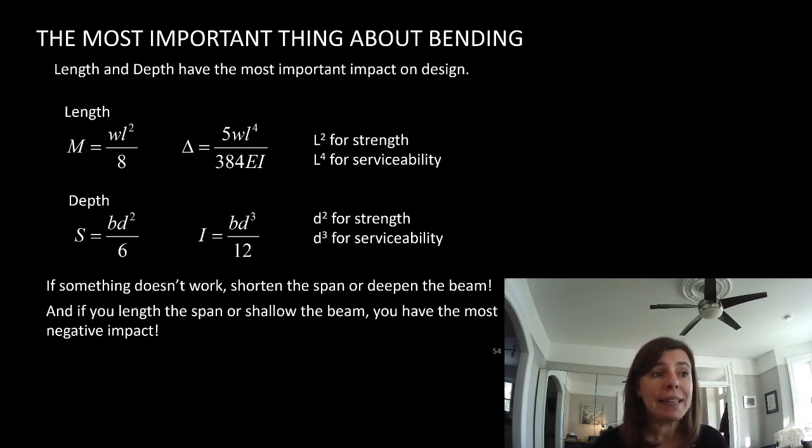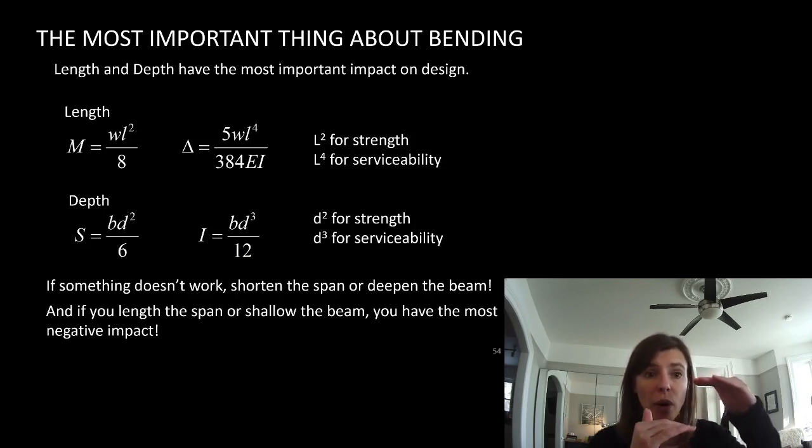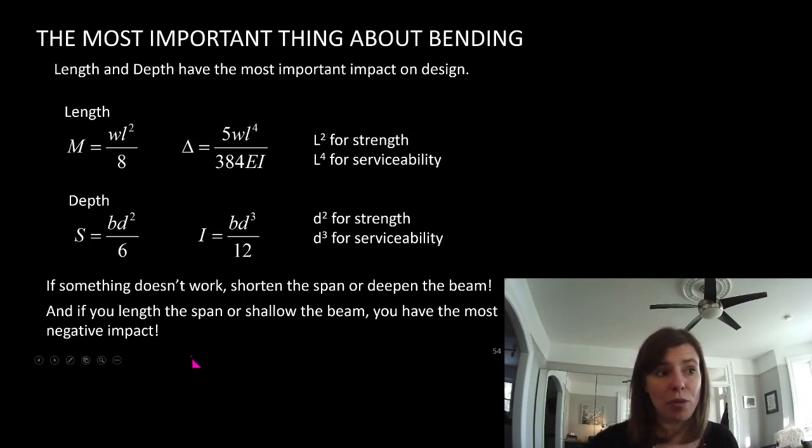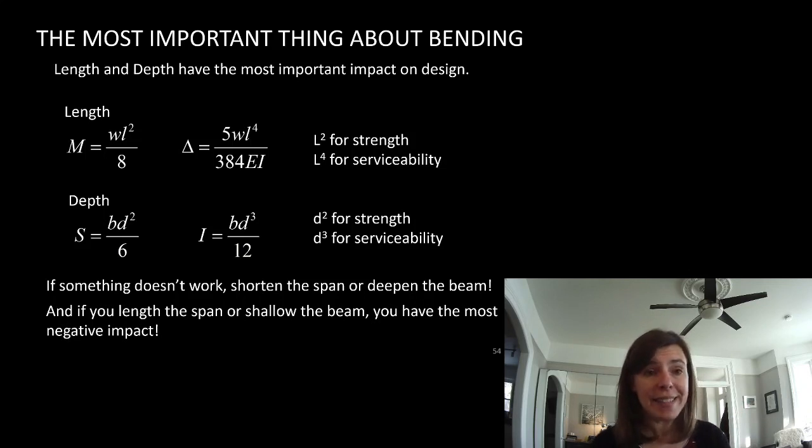If you add length to the span or make the beam shallower, you're going to have the biggest negative impact. Making a beam shallower is going to be much worse on the design than making it narrower. Increasing load is not going to be as detrimental as lengthening the span of the beam. So these are really important things for you to remember. Length and depth, super duper important.